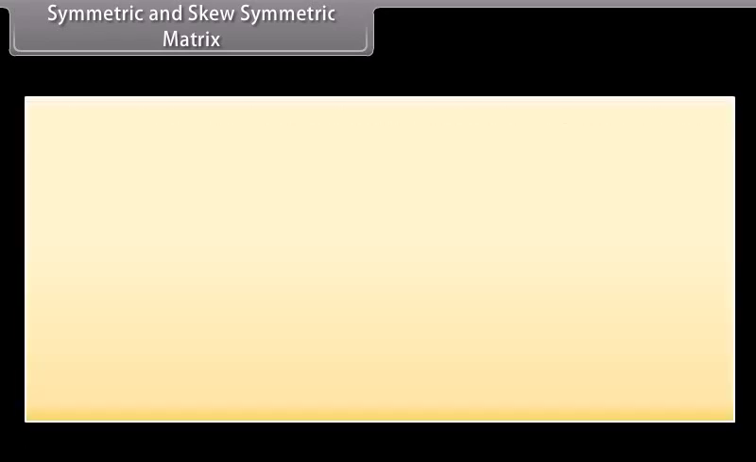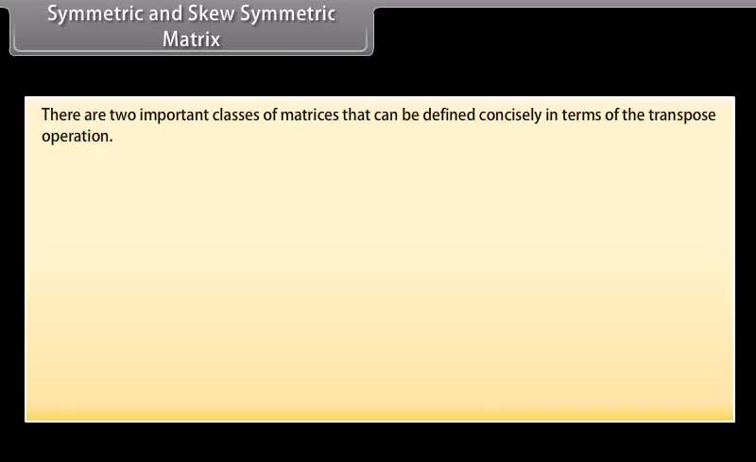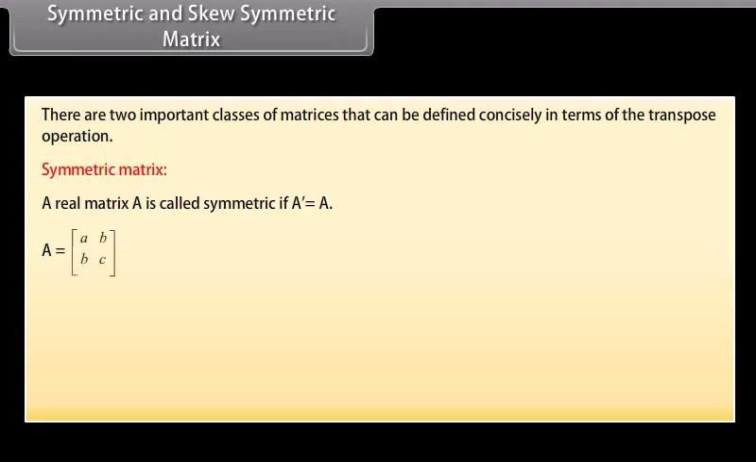Symmetric and skew-symmetric matrix. There are two important classes of matrices that can be defined concisely in terms of the transpose operation. Symmetric matrix. A real matrix A is called symmetric if transpose of matrix A is equal to matrix A. A is a general 2 by 2 symmetric matrix.